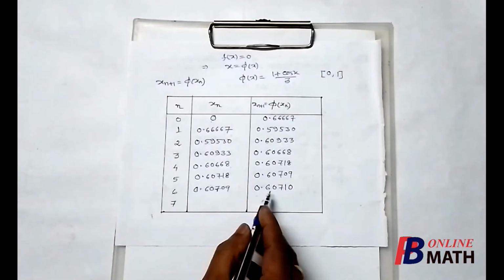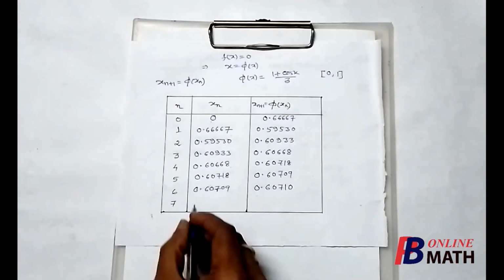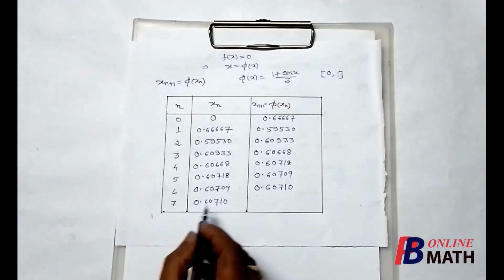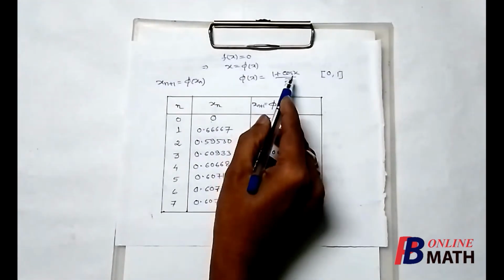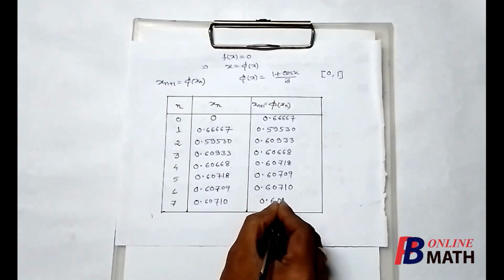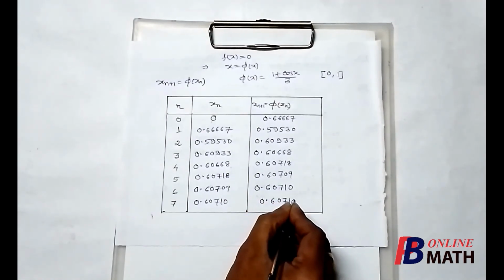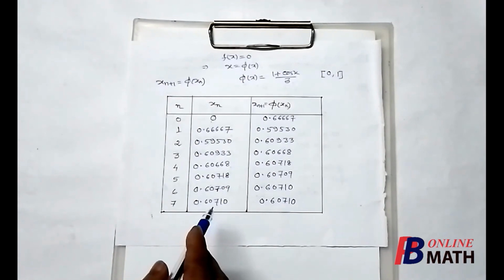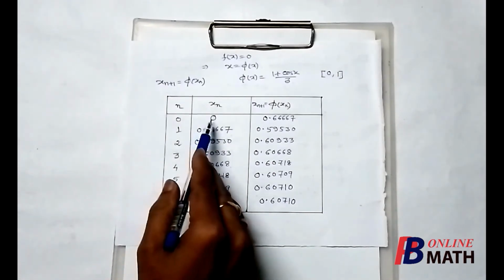Now this will be the value of x7, so it is 0.60710. And if we apply this value in this function, then we will get this value again, 0.60710. Now here we find that we have to find the approximate root correct up to 4 decimal places. Now these are our approximate values.